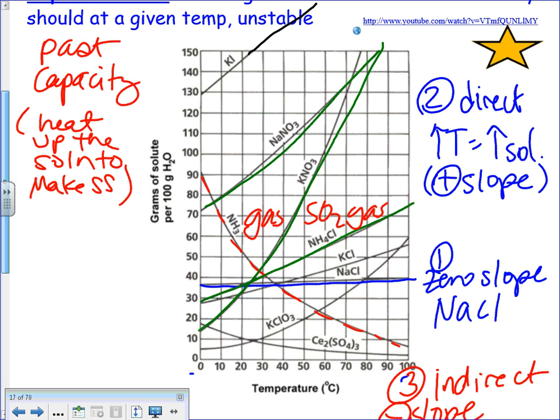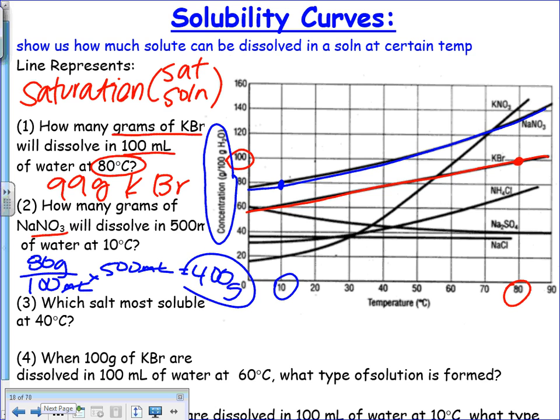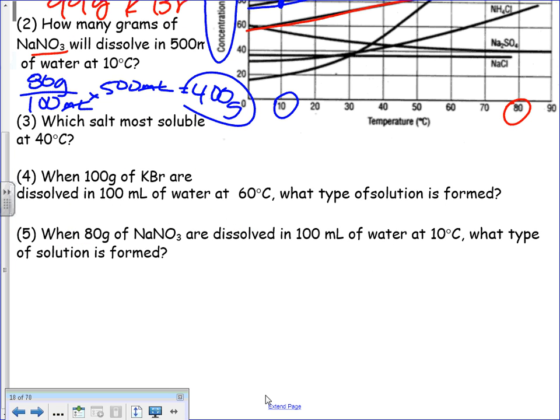Okay? And then I'm going to skip down to the one with 80 grams of sodium nitrate, and you guys have that graph in front of you. When 80 grams of sodium nitrate are dissolved in 100 grams of water at 10 degrees C, what type of solution is formed? So we have three options here. Saturated solution, unsaturated solution, and supersaturated solution. So remind me, 80 and 10.